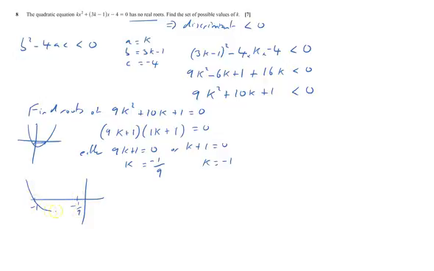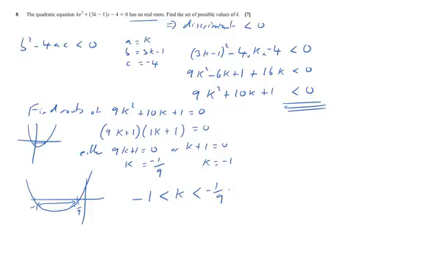It's a U-shaped curve here, and I want all the values where it's less than 0, so that goes underneath the line. So the answer is going to be minus 1 is less than k, which is less than minus 1/9.